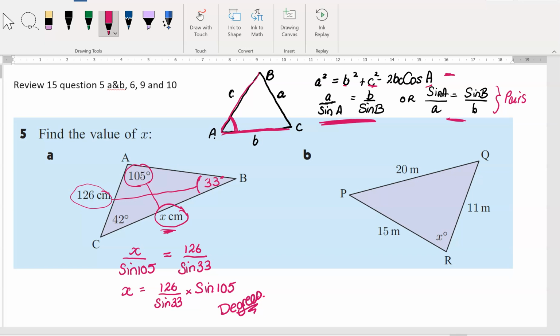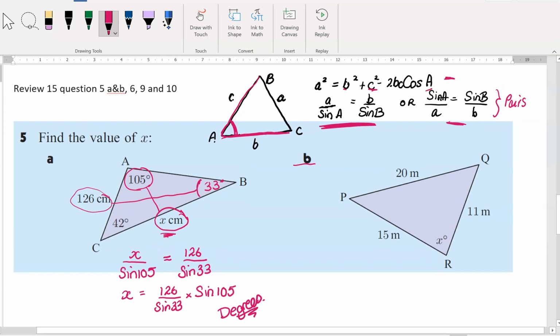So again, we come here for B and you're looking at, okay, have we got two lengths wrapping around? I haven't got two lengths wrapping around, and unfortunately I don't even have a pair. So I've got this unknown angle and we've got a length, but I need a known pair and I haven't got that anywhere. So this is now the cosine rule, and we're going to do that backwards.